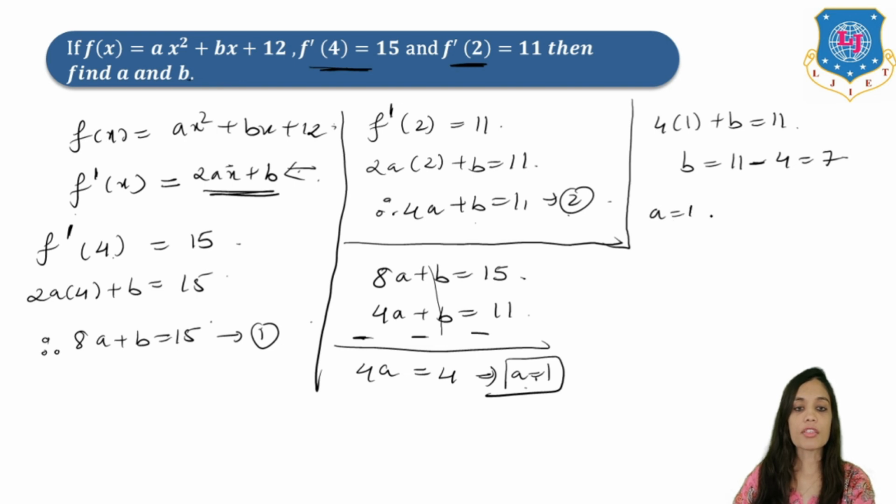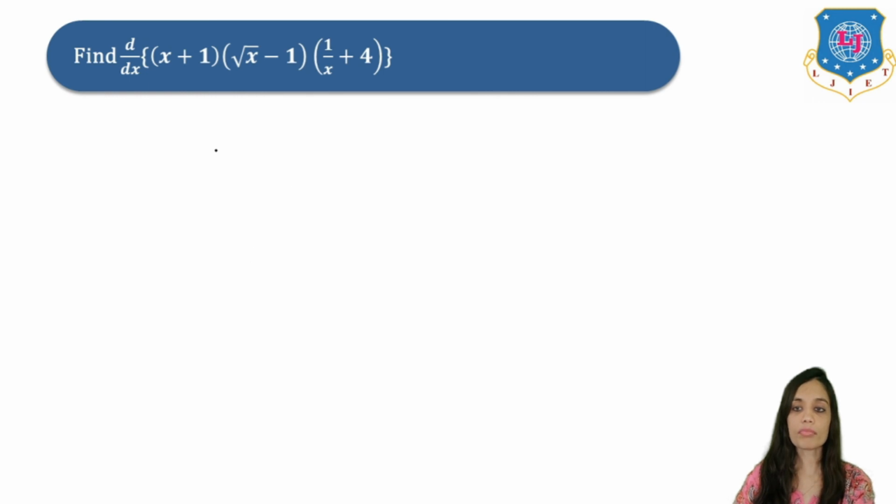So my value of a is 1, b is what? 7. Okay, you can verify this answer by putting in this equation. You can see it will be 4 plus 7, that is 11. So our answer is correct, right? So now let us go to the next example.